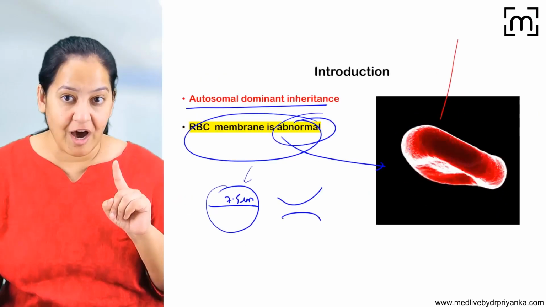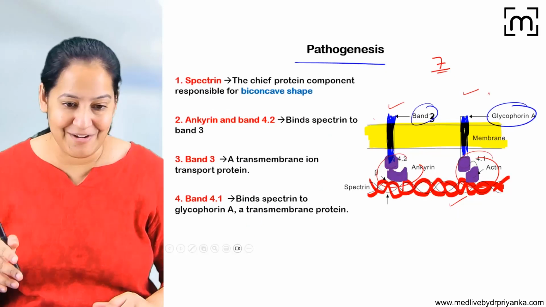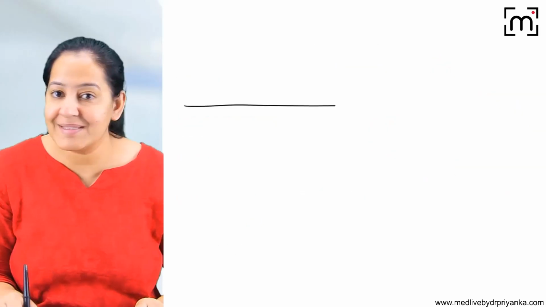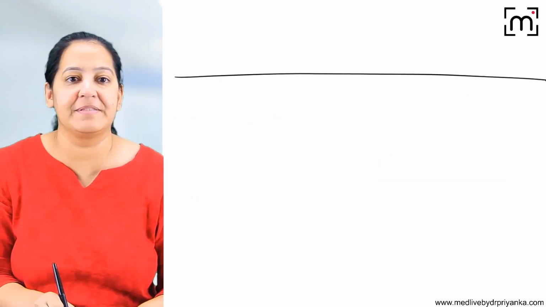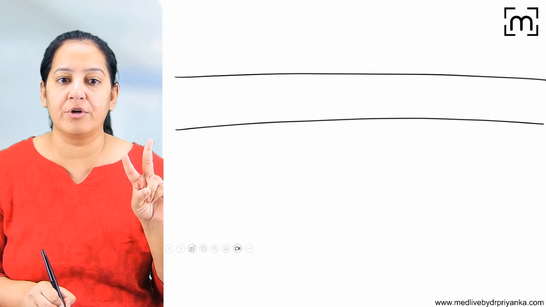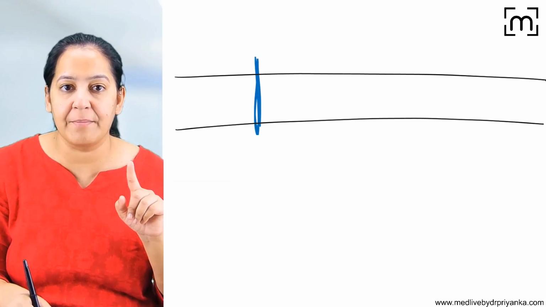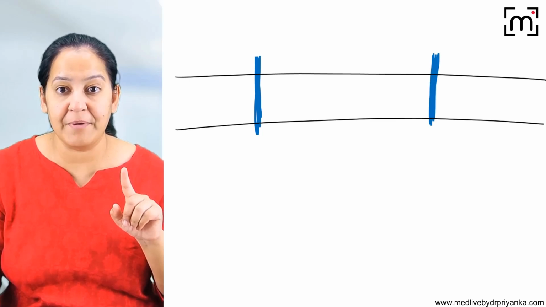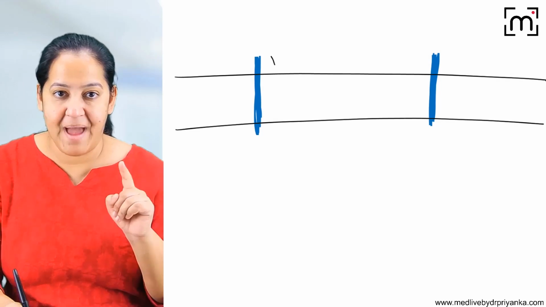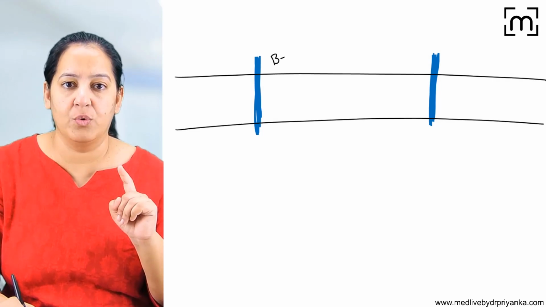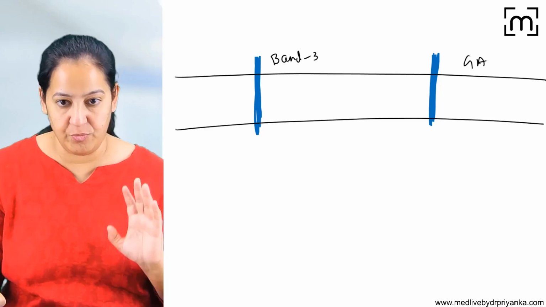The healthy, normal adult RBC is biconcave, and it is due to these 7 proteins. I will draw it for you, don't worry. Let's draw the cell membrane of the RBC. First, I will draw the two transmembrane proteins. These are known as transmembrane because they are present inside the cell membrane. This one is band 3 and this one is glycophorin A.